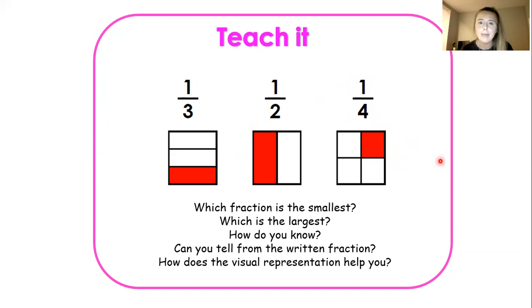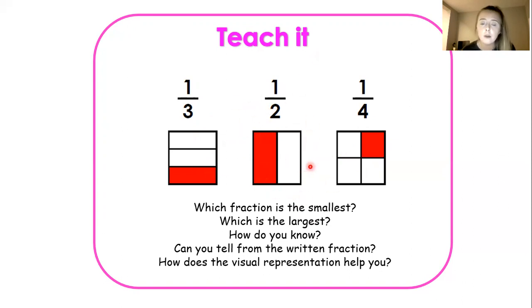Which fraction is the biggest then? Hopefully you told me it is 1/2. It is only split into 2 equal parts. So they are bigger pieces, aren't they? Compared to these 4 equal parts and compared to these 3 equal parts. The more you cut the sandwiches up into equal parts, the smaller those equal parts will be, won't they? So the less we split the whole into, the bigger the equal parts will be. So our half is the biggest.